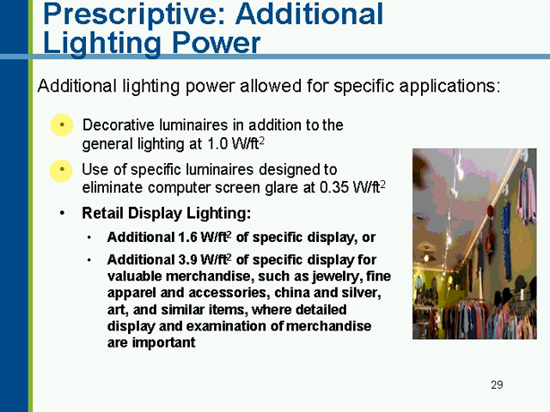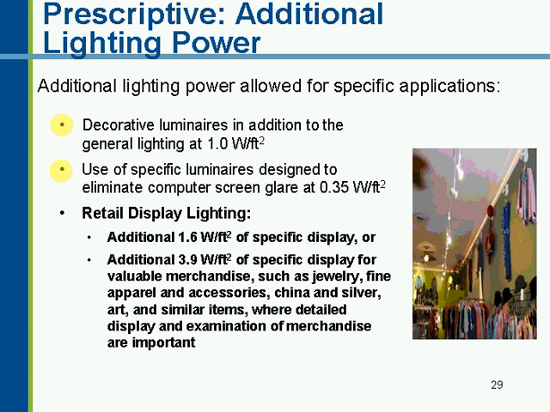A second allowance is for luminaires that have been designed as part of a space to reduce computer screen glare. And there are requirements or recommendations in IES for this kind of design. If those are met, then you can get an additional 0.35 watts per square foot for that space. But again, there are design requirements that have to be met to claim this allowance, and you'll want to look at those in the standard.